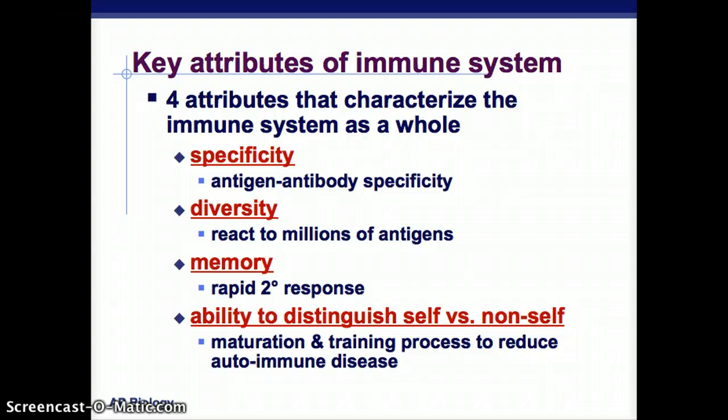Finally, what are the key attributes of the immune system? The 4 attributes that characterize the immune system as a whole are specificity, so we have non-specific and specific, and diversity, that we're able to react to millions of antigens, and memory, that's that rapid secondary response. So the secondary response, once we remember, is a significantly faster response. And finally, the ability to distinguish self from non-self. So that's a training process that reduces autoimmune disease. That is the immune system.